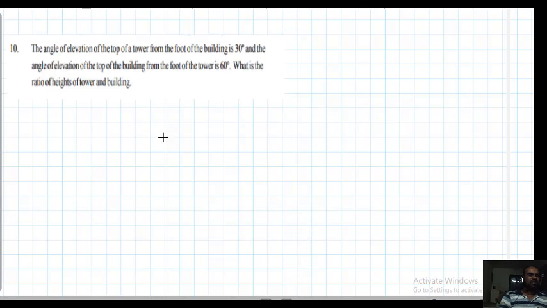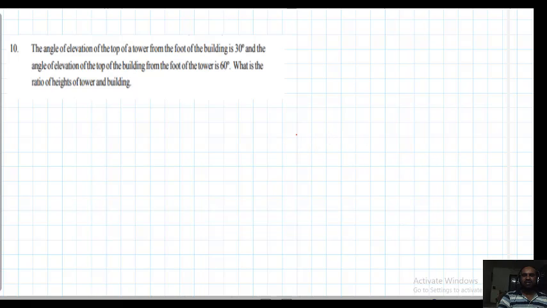Our next problem, the 10th problem, the last problem of the exercise. The angle of elevation of the top of the tower from the foot of the building is 30 degrees. The angle of elevation of the top of the building from the foot of the tower is 60 degrees. What is the ratio of heights of tower and building?